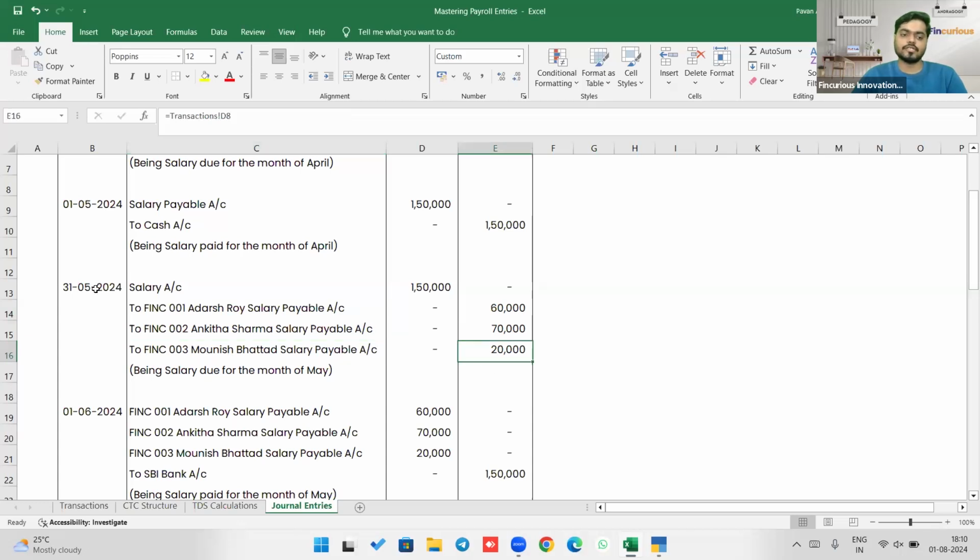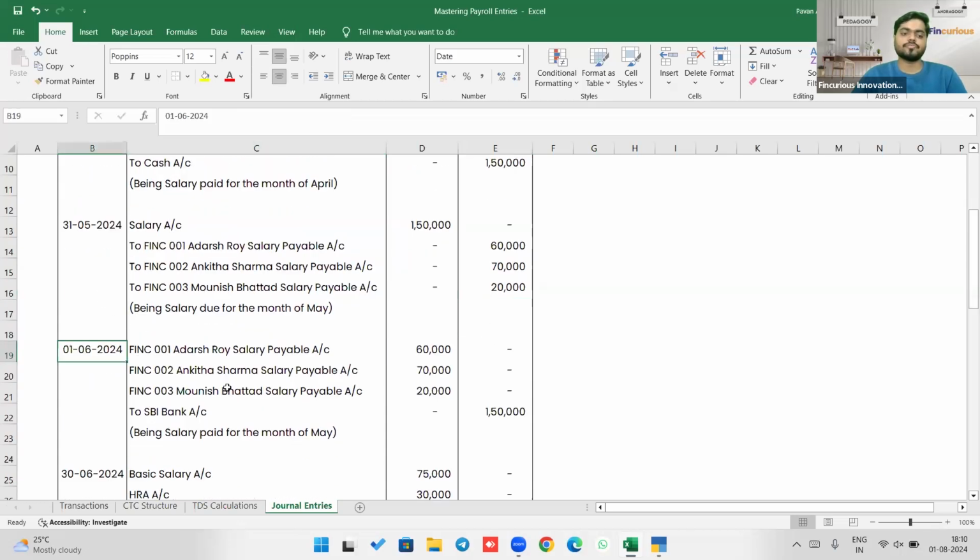So this is the due entry, and on 1st of June we pass the payment entry through bank, being salary paid for the month of May. So all this credit salary payable account will be debited and credit would be SBI bank account. Being the asset is decreasing, that is why we are going to credit it.